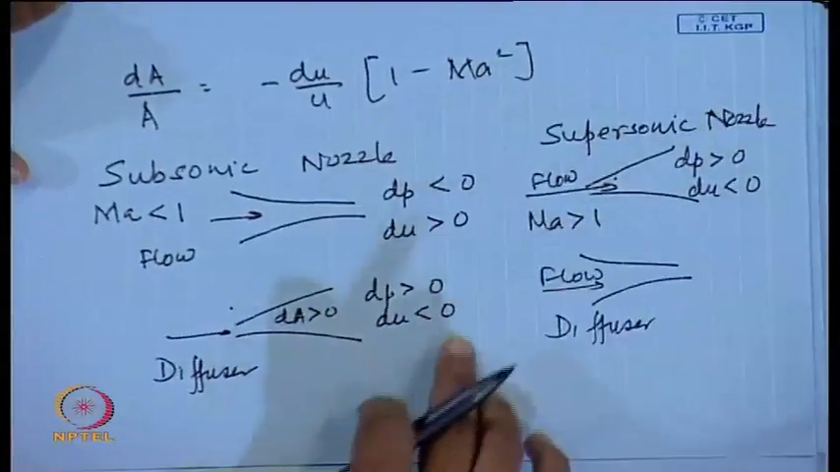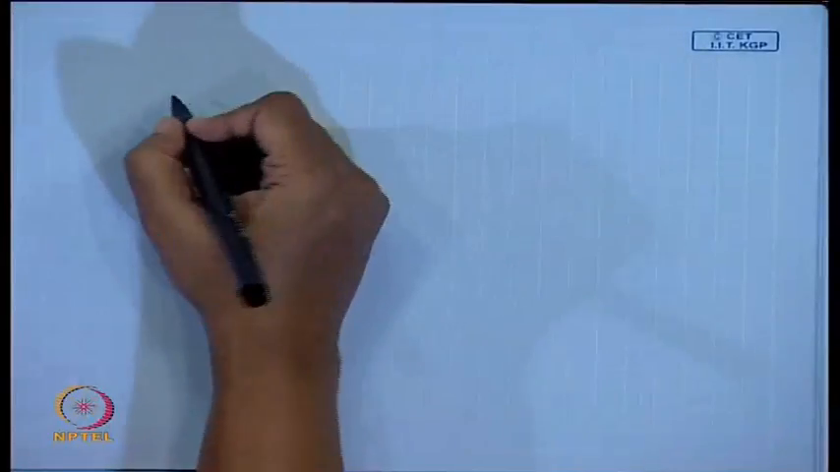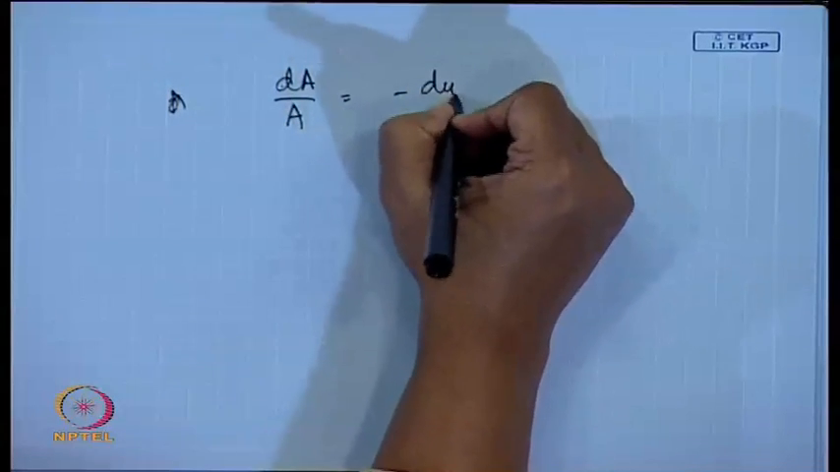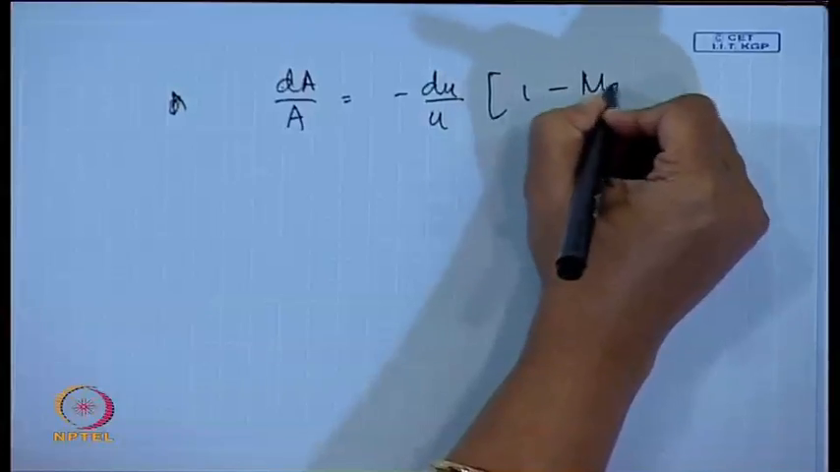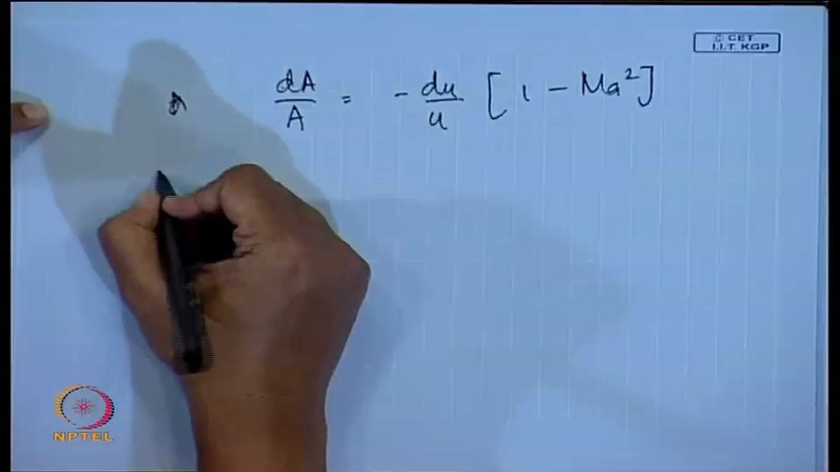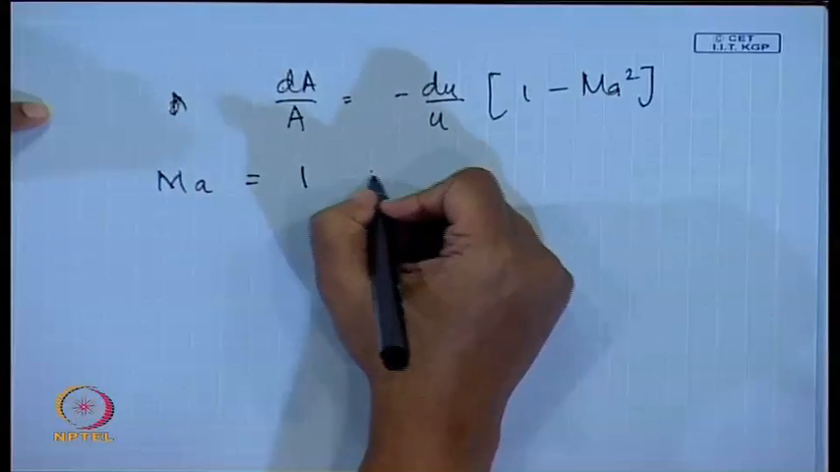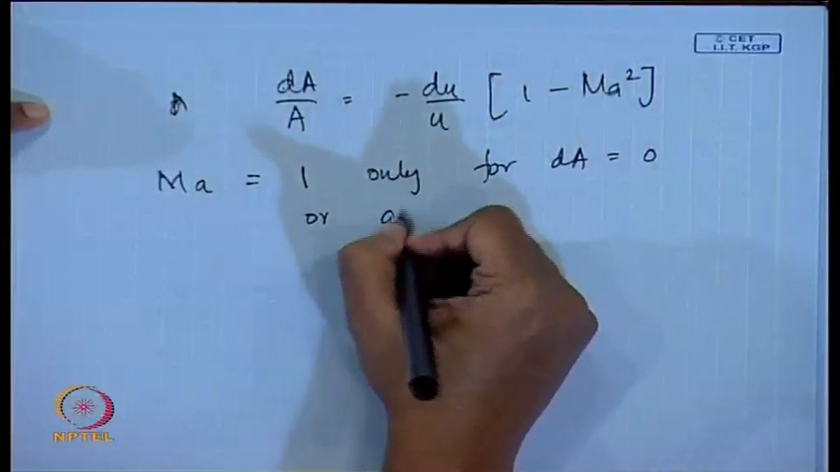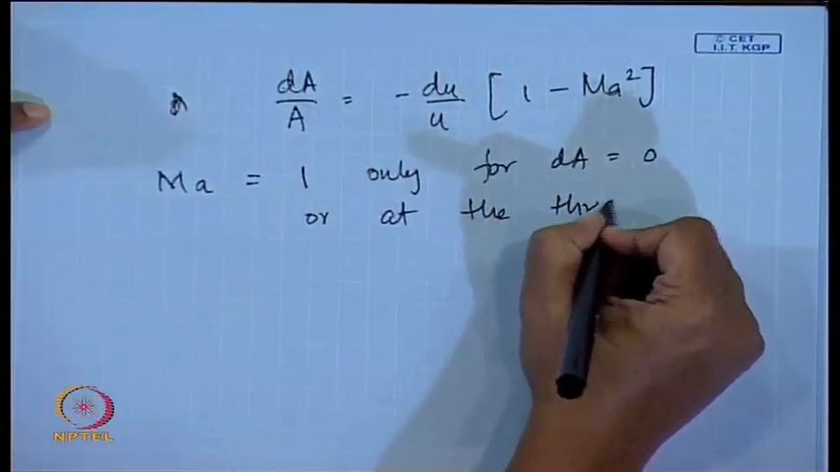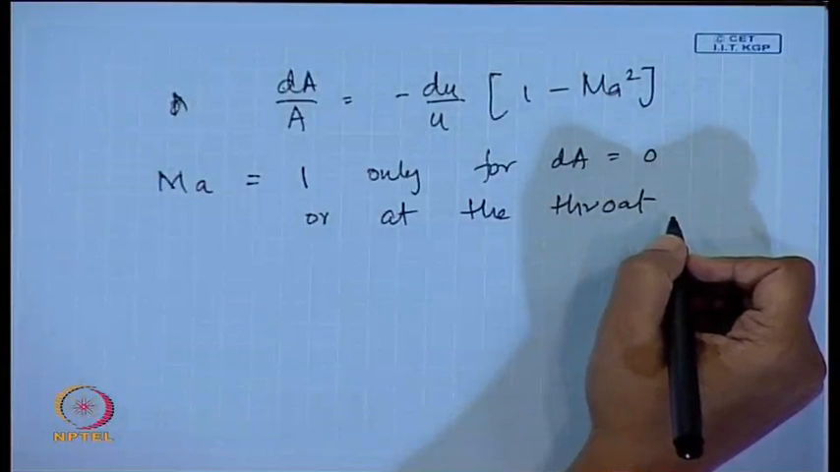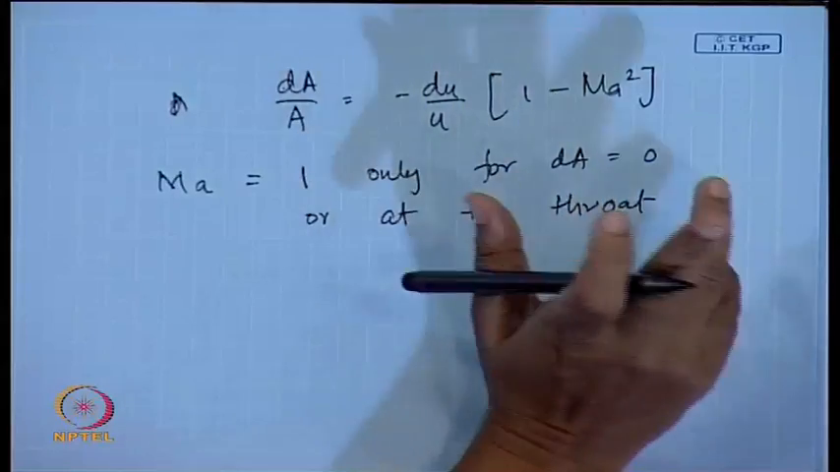So, certain observations we get from this particular equation. I will write down the equation once more in a separate page, that will be easier. From this particular equation we get that Mach number can be equal to 1 only for dA equal to 0, or at the throat. It cannot be equal to 1 under any other condition. Agreed with me?